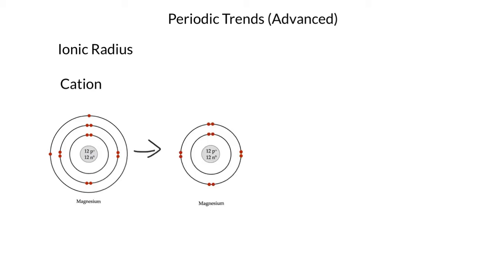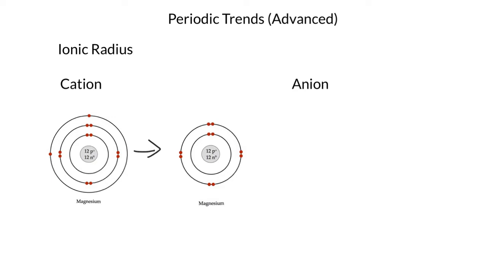After these 2 valence electrons are lost, the atom loses its entire third energy level, reducing the size dramatically. Therefore, we can see that when atoms lose electrons, their radius tends to decrease significantly. Now let's look at anions.